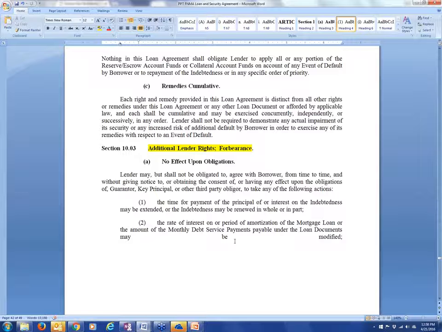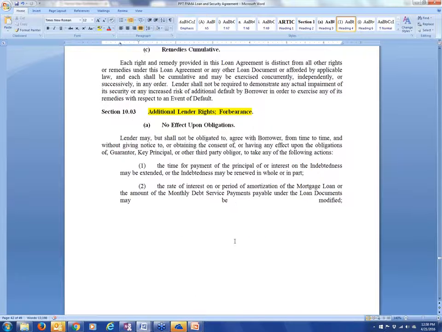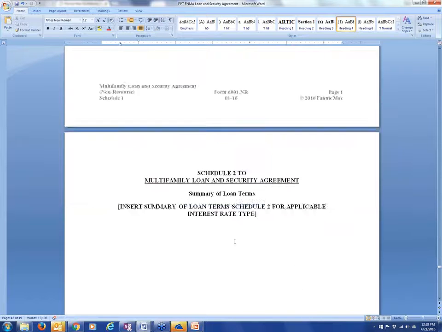Okay? But keep in mind, if they enter into a forbearance agreement, they're not waiving any of their rights. They can still foreclose on you. Don't give them a reason to. Work hard, work with them. They're your friends. It's tough to say, but they are. Okay, so that's the document.